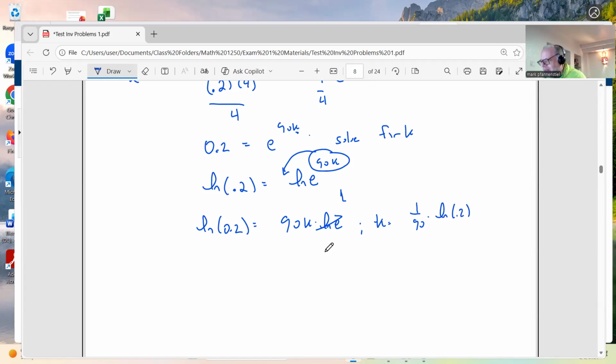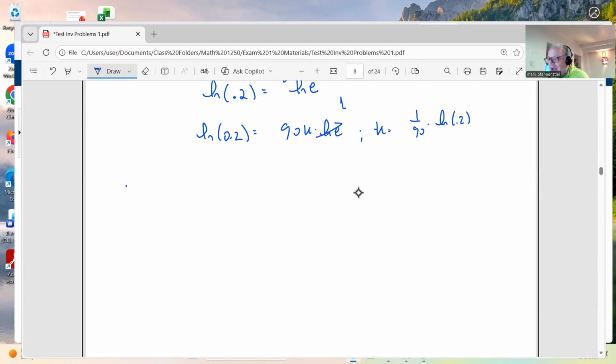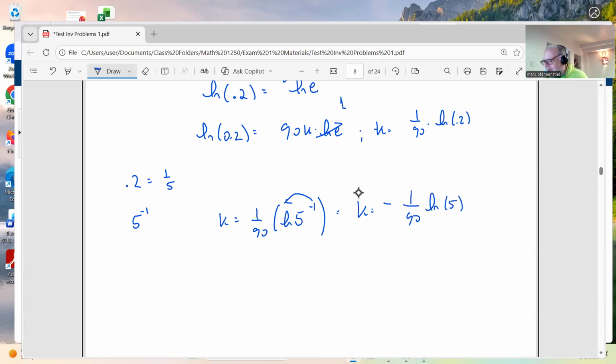I'm going to do 2 more things here just to see how this is going to go. I know that 0.2 is equal to 1/5, and a fancy way to write 1/5 is 5 to the negative 1 power. So k equals 1 over 90 times ln of 5 to the negative 1. I'm going to do exactly the same thing. This is going to come down in front. So k is equal to negative 1 over 90, because the negative 1 comes down in front, times the natural log of 5. And that's what I'm going to keep for my k value.